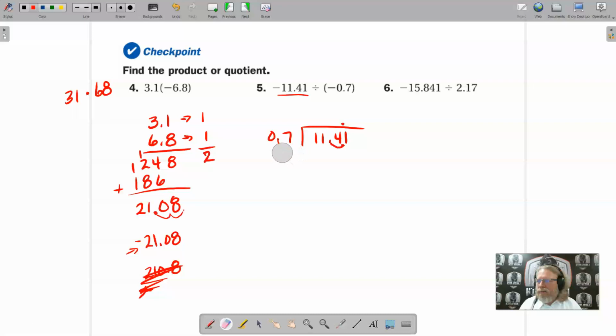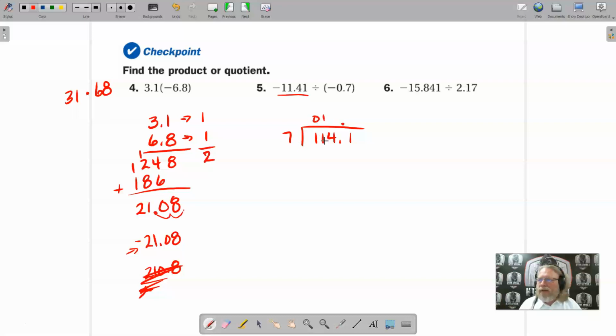Now, it's not really a trick. What you're doing is you're multiplying both values by 10, so that this 0.7 now becomes 7, and this 11.41 becomes 114.1. Now you're set up to go. So we just move the decimal over one place. And what you do to one, you have to do to the other, but you're basically just multiplying both values by 10.